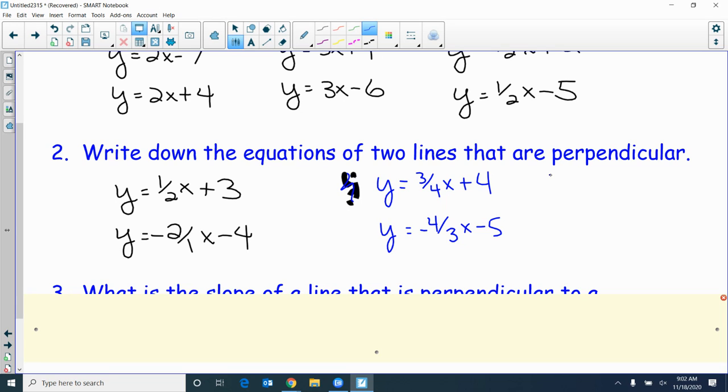I didn't have anything because I got confused. All right, so now give me two lines that are perpendicular. You've seen two examples that work.